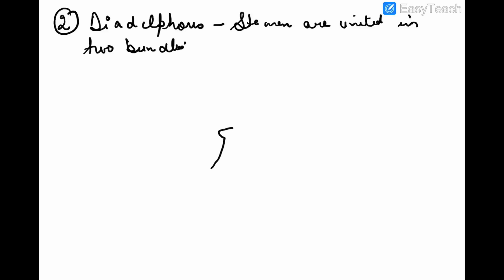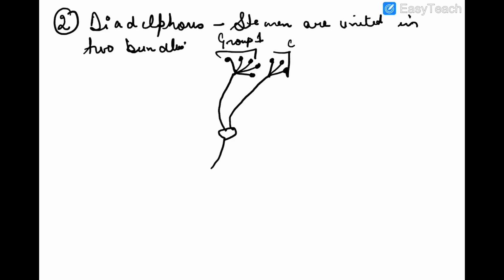This is the diagram of diadelphous stamen. This is the one group of stamen and this is the other group of stamen. So this is group 1 and this is group 2. So these stamens are diadelphous.